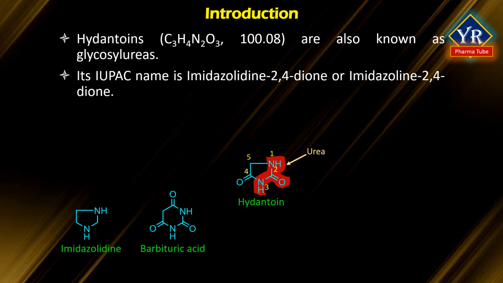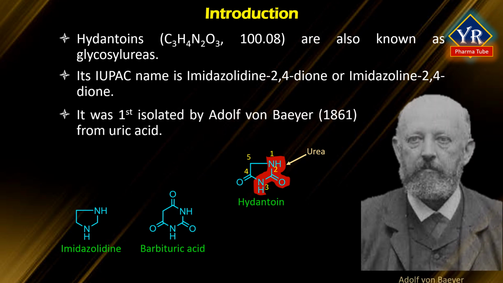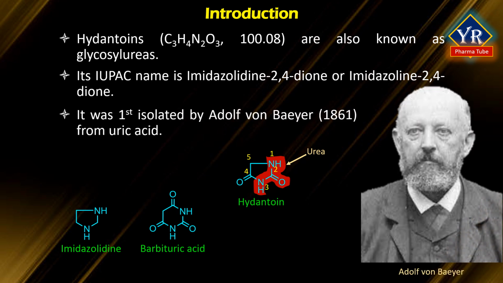It was first isolated in the year 1861 by Adolf von Baeyer in the course of his study of uric acid. He obtained it by hydrogenation of allantoin, hence the name Hydantoin. It is a colorless solid that arises from the reaction of glycolic acid and urea.